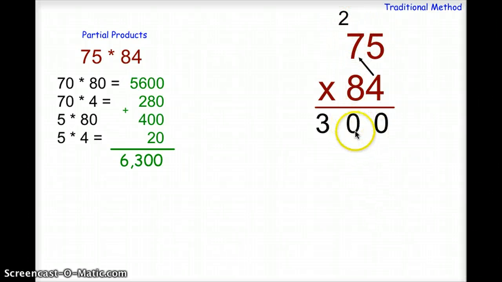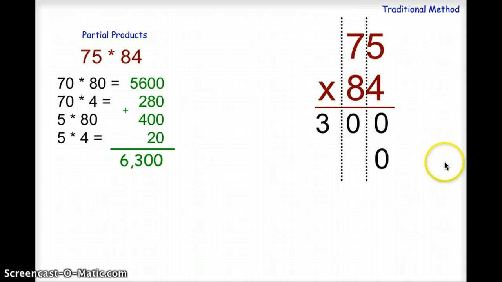I can put the 0 here, and because there's no digit in the 100s place, I can put the 3 right here. Now, my columns must be lined up. I'm going to put a 0 in this spot because I'm now multiplying the 8 times the 5 and then the 8 times the 7, just like I did in the ones column with the 4. So the 0 here lines me up right underneath the 8.